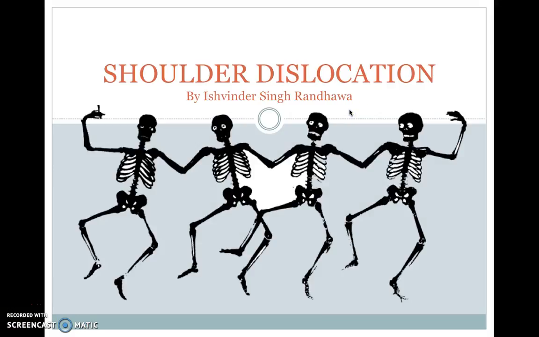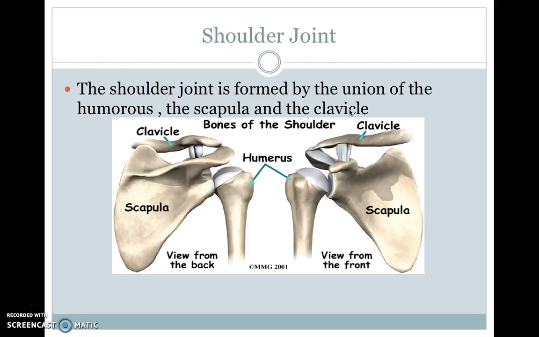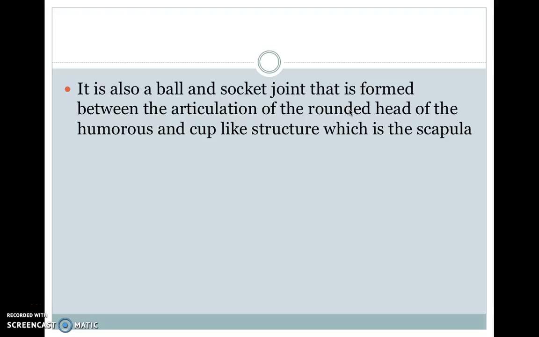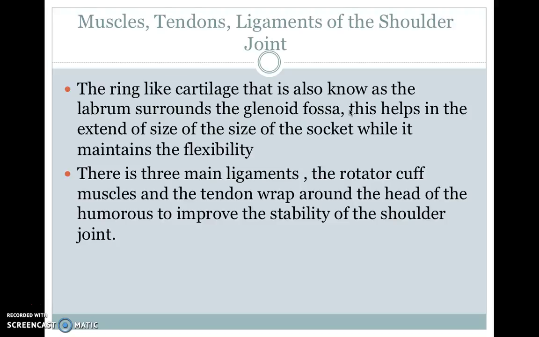Shoulder dislocation. Shoulder joint. The shoulder joint is formed by the union of the humerus, the scapula, and the clavicle. It is also a ball and socket joint that is formed between the articulation of the rounded head of the humerus and the cup-like structure, which is the scapula.